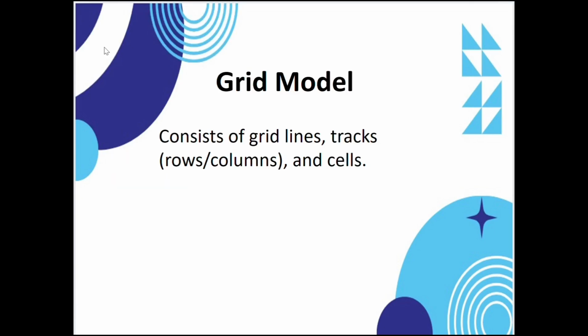Now the grid model. In grid, the layout is structured around grid lines, tracks, and cells. Rows and columns create a coordinate system where each intersection is a cell where items are placed. A grid has vertical and horizontal lines. A track is the space between two lines. A cell is a box formed by intersecting tracks.